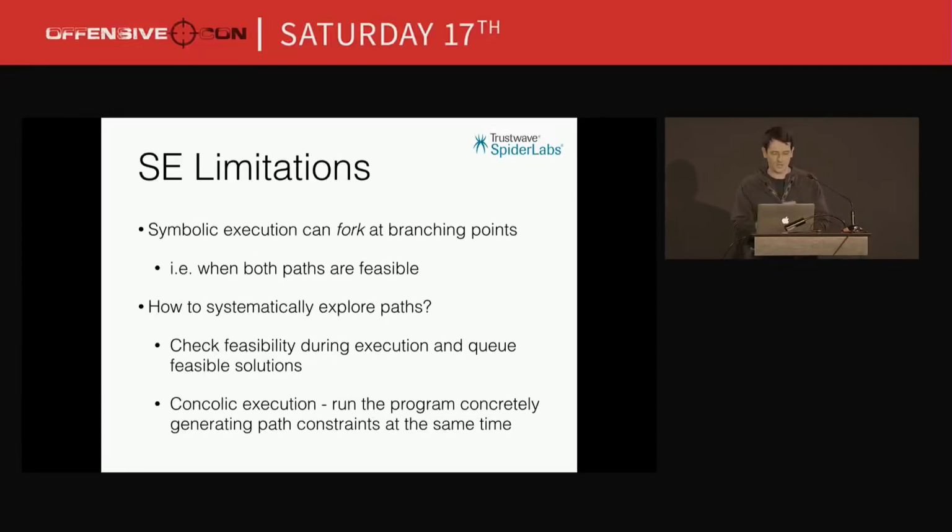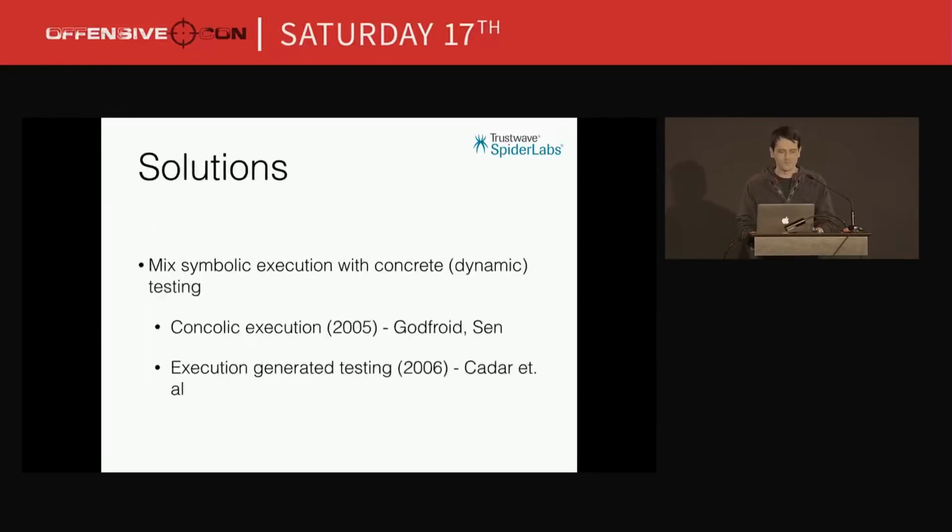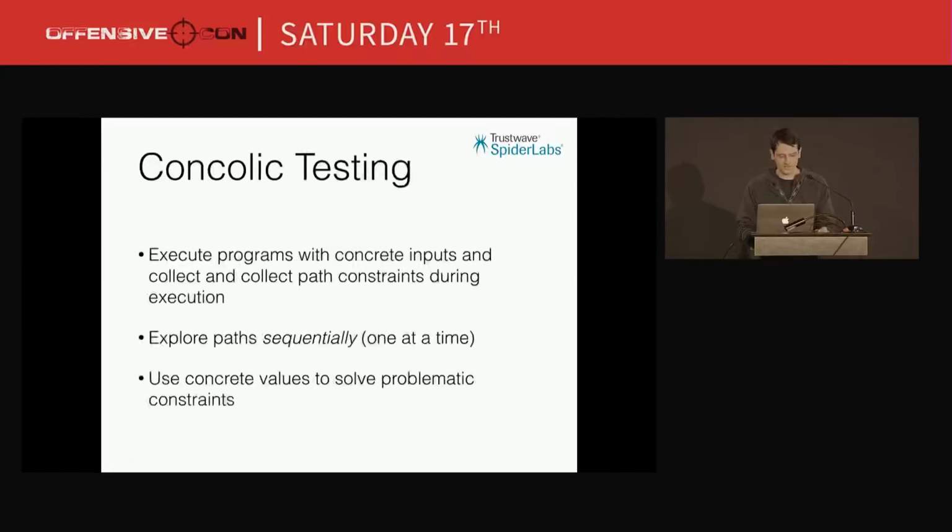The other solution is called concolic execution, where you run the program with concrete values and generate path constraints on the side. So the solution is to mix symbolic execution with concrete or dynamic testing. There are two approaches: one is concolic execution by Godefroid and Sen, and the other is execution generated testing by Cadar. The idea of concolic testing is to take the program, execute it with concrete inputs, and collect path constraints during the execution. That way you explore all paths sequentially.